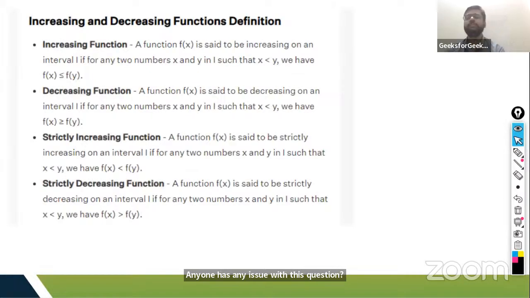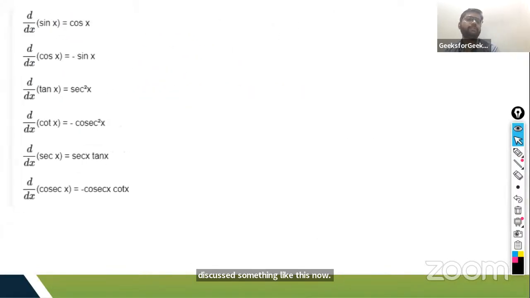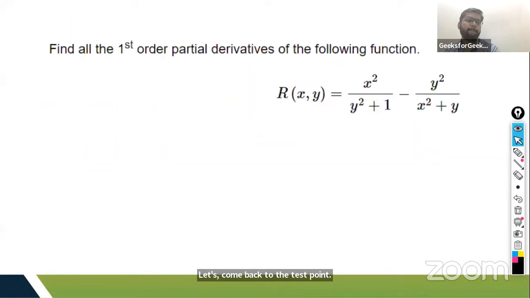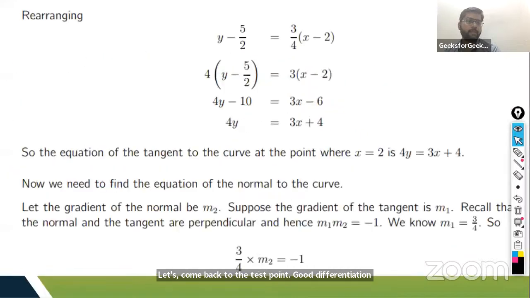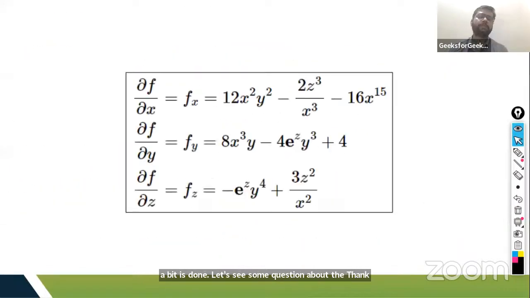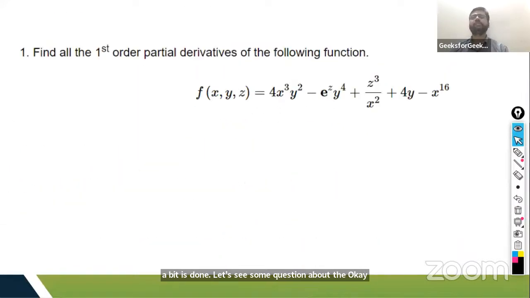Now, if you have learned that part, let's learn a little bit about the increasing and decreasing function. What exactly is an increasing function? What exactly is a decreasing function? Before that, since we have discussed something like this now, let's come back to this point. Differentiation is done a bit. Let's see some questions about partial differentiation, because partial differentiation is the same.